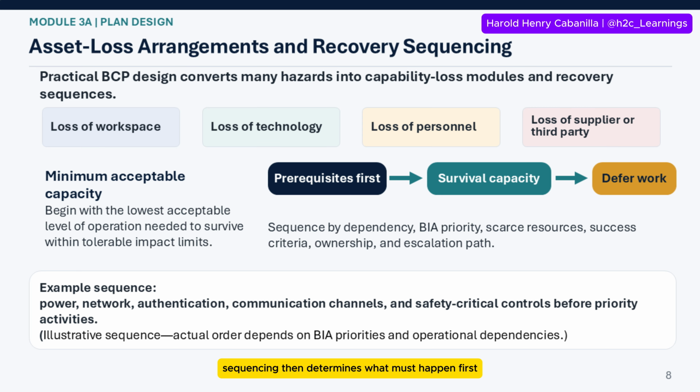Sequencing then determines what must happen first because recovery cannot occur in a random order. Prerequisite dependencies must be restored before dependent activities. Survival level capacity should be restored before full normal capacity. Non-critical work should be deferred when resources are constrained. Scarce resources should be allocated by BIA priority and management direction. The sequence should identify dependencies, owners, escalation paths, success criteria, and decision records. This design logic makes the BCP practical. It converts many disruption scenarios into manageable capability loss arrangements and recovery sequences.